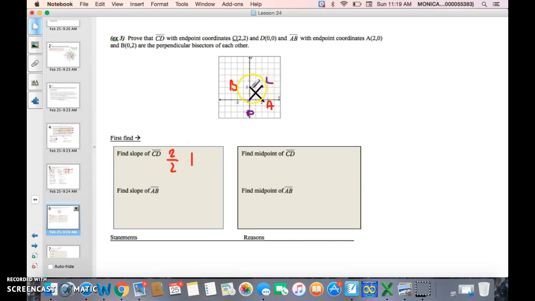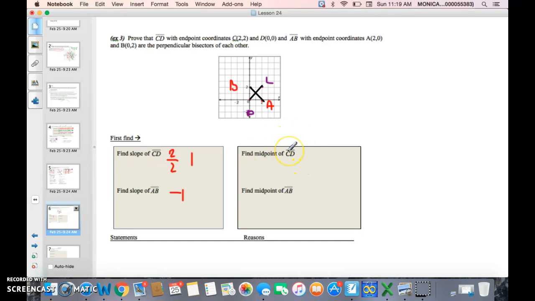And if I look from B to A, even though it says find the slope of AB, I still read a line from left to right. This one's going down, and I notice it has a slope of negative 2 over 2, or negative 1. Because these are opposite reciprocals of each other, I can say that they're perpendicular lines.